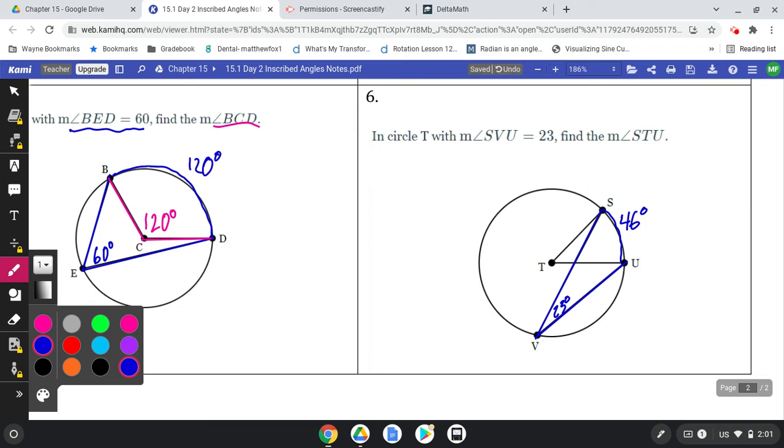Okay, and then STU. We want to know what STU is. STU is the central angle, and if that is a central angle, then we know the central angle and the arc are the same, so that would also be 46 degrees.